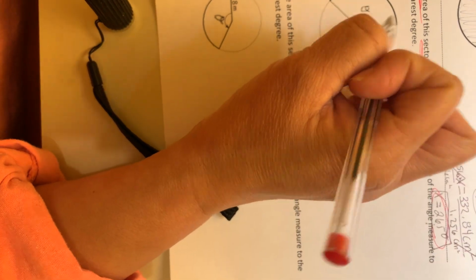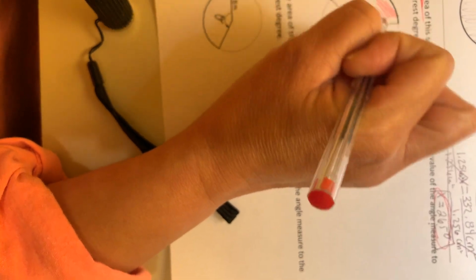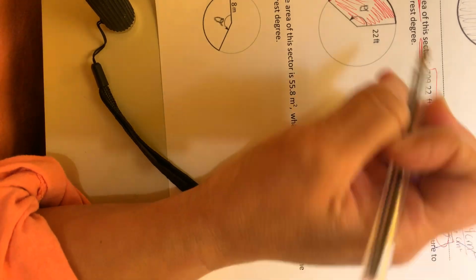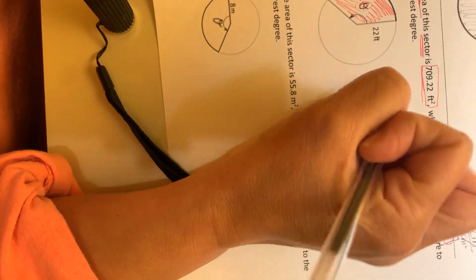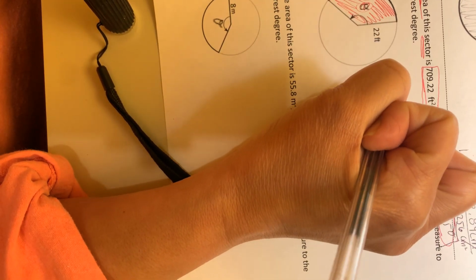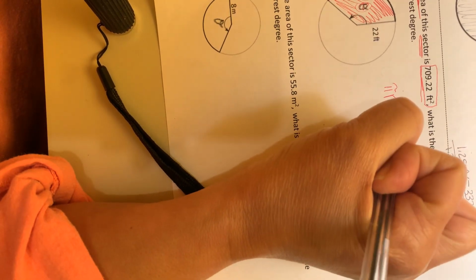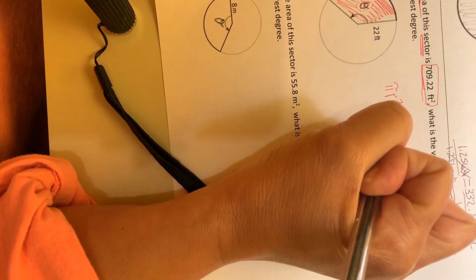So I want this, here's where they highlighted. That means I want this area only. I do not want this area. They gave me this area. I want theta. I want this measure right here. So I'm going to do my formula. It's going to be pi r squared times the degree, which we don't know. It's theta, but I'm going to use x over 360.